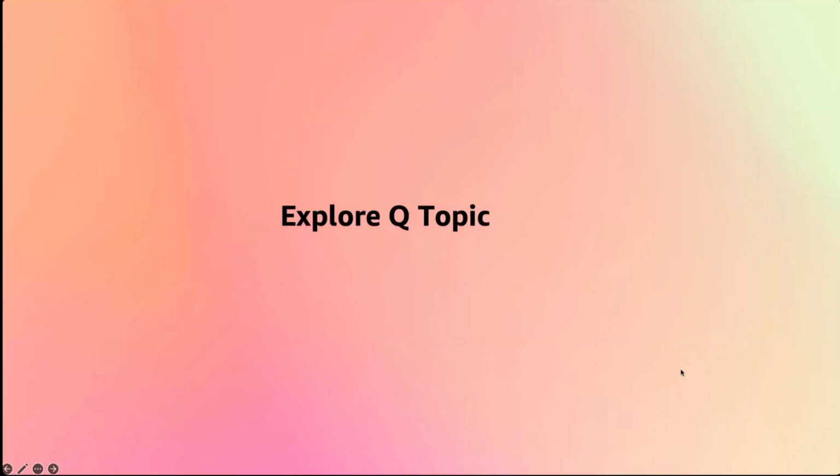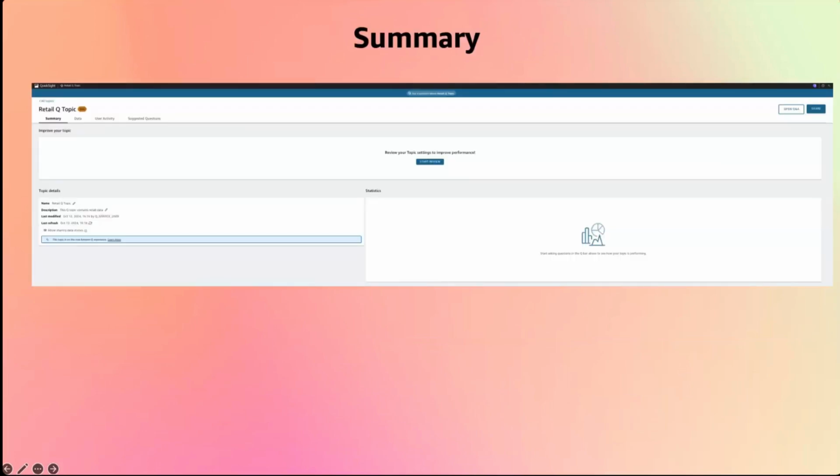Now, once the topic is created, you'll see 4 sections: the summary, the data, user activity, and the suggested questions. In the summary section, it'll show you the name of the topic, the description, when it was last modified, and last refresh.